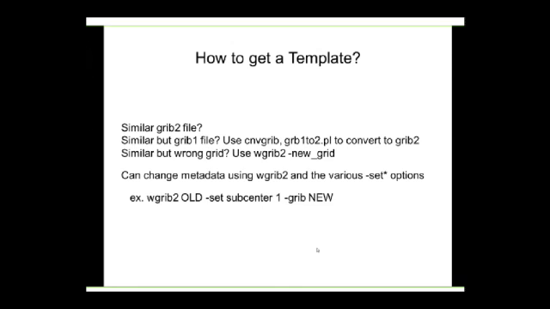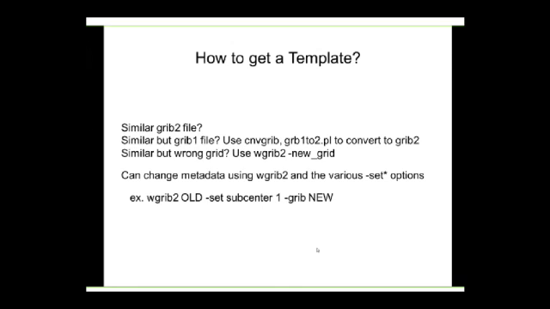How does it know? wgrib2 is just a utility that does interpolation, and it keeps the current metadata. So you have the wrong grid, you convert it to the right grid by interpolation, and suddenly you get a template file.